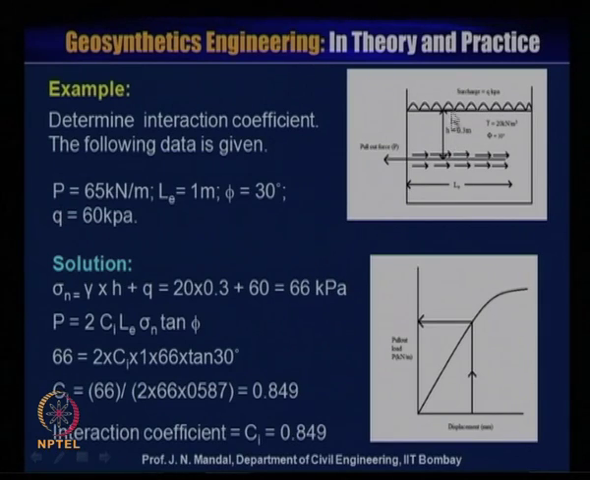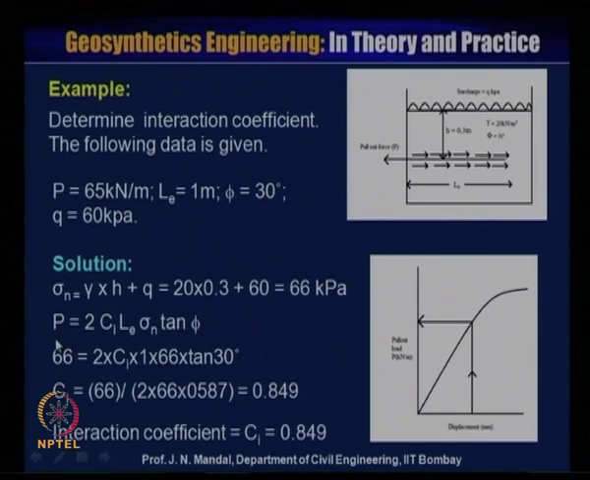So what will be the load? Sigma H is acting here. So sigma H is equal to gamma into H. Gamma is known, that is 20. H is known, that is 0.3, plus surcharge load Q. Q is given as 60. So if you calculate, you can determine that sigma N is equal to 66 kilopascal.